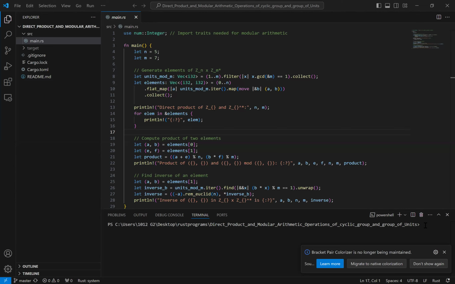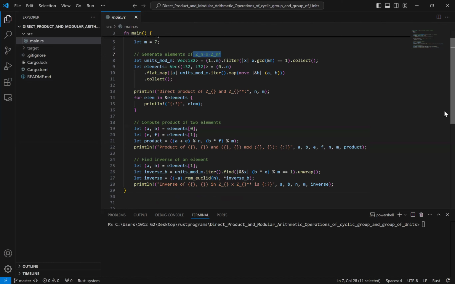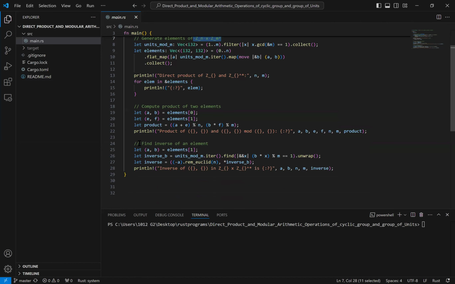Okay, this is the code. In this code, my second group is multiplicative. This is why I've said Zn cross Zm star. So Zm star is multiplicative. So where are we getting the inverse? This is where we're getting the inverse.